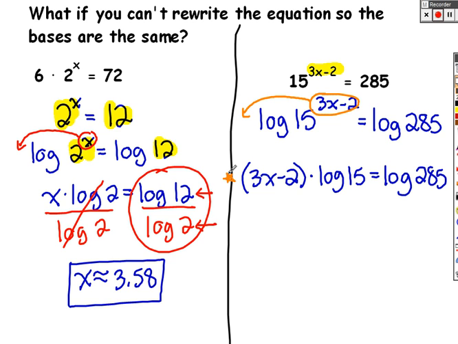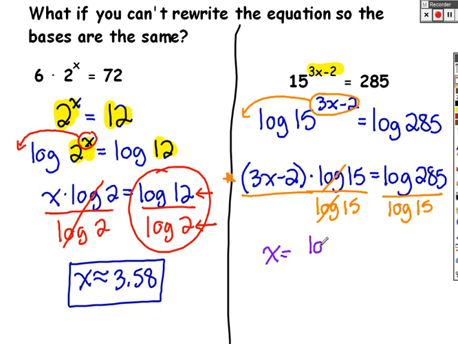If I want to get x by itself, well, let's get rid of multiplying by the log of 15. So I'd want to divide each side of the equation by log base 10 of 15. This would just cancel out. So then I would have 3x minus 2 equals log of 285 divided by log of 15. And eventually I would want to add 2 and divide by 3.